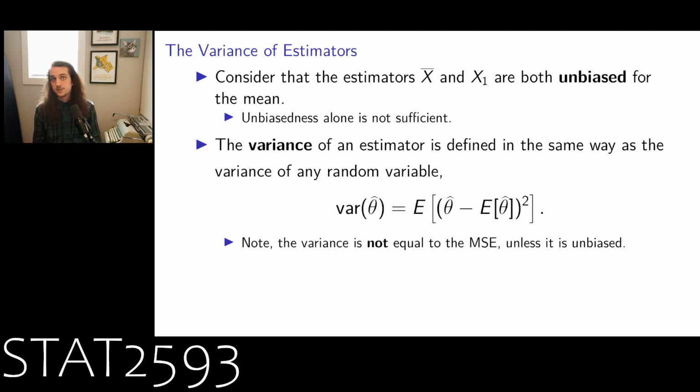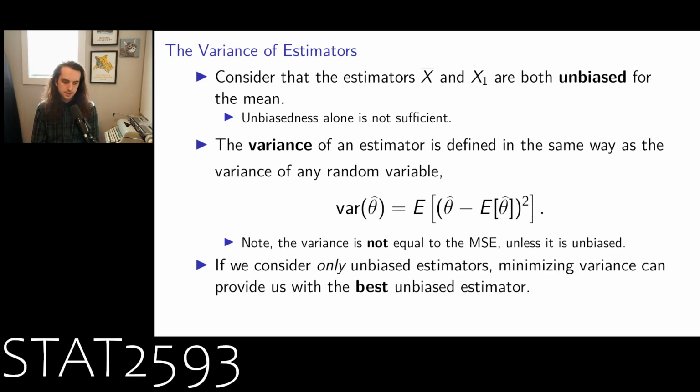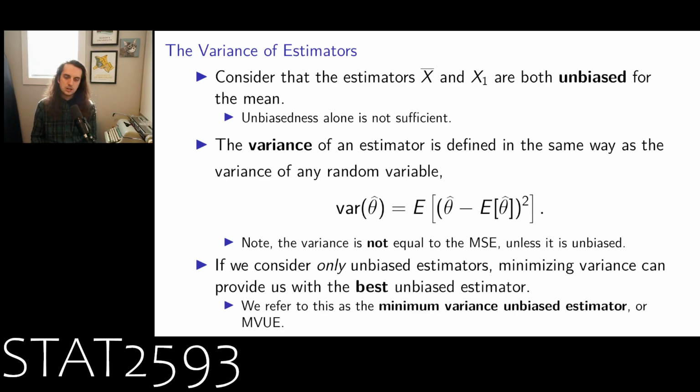When we have zero bias, then the variance and MSE will be equal to one another. Oftentimes, we're going to restrict our focus to only the unbiased estimators, right? We're going to say, we don't want any estimator that's going to be biased at all, so let's only look at unbiased estimators. And then in that case, we can simply minimize the variance of our estimators, find the estimator that gives us the lowest variance, and we can call that one the best unbiased estimator. We refer to this as the minimum variance unbiased estimator, or the MVUE, right?